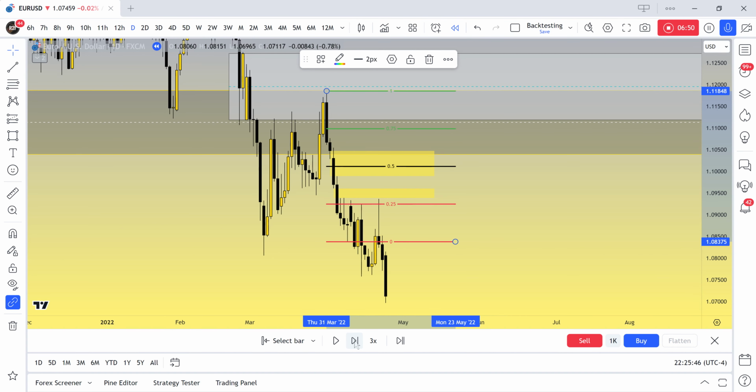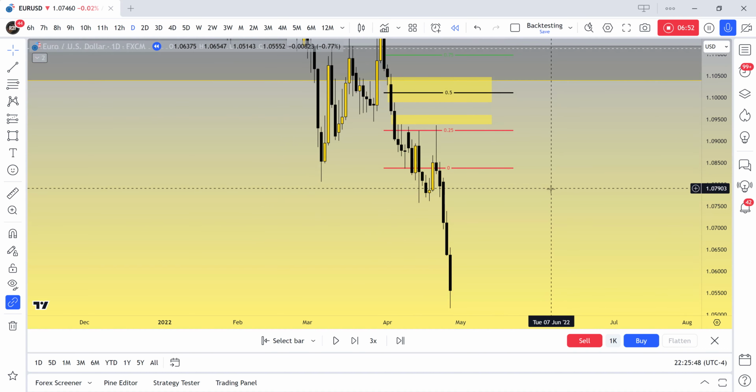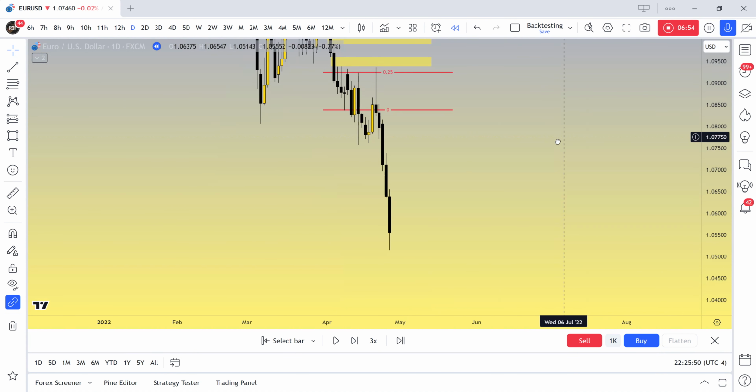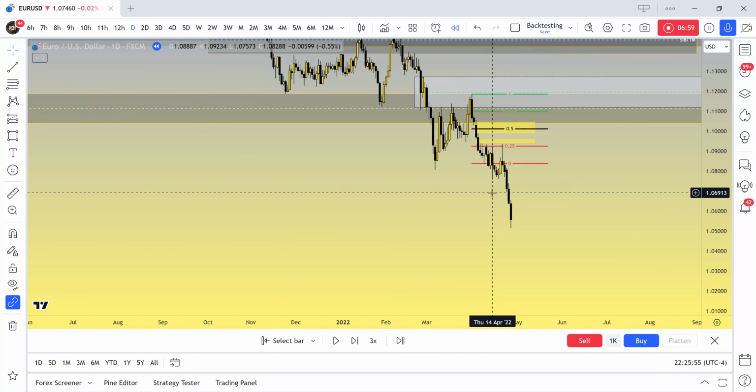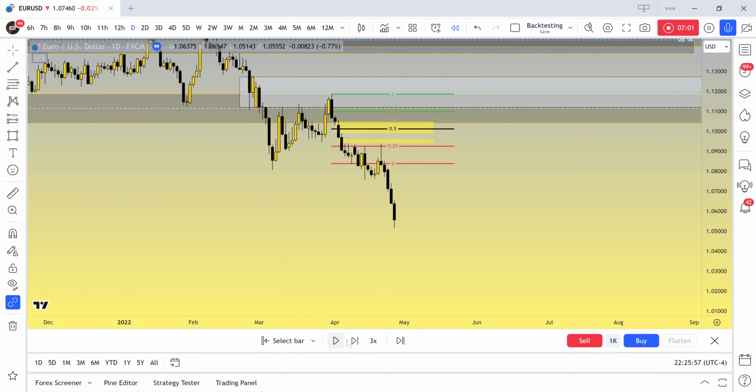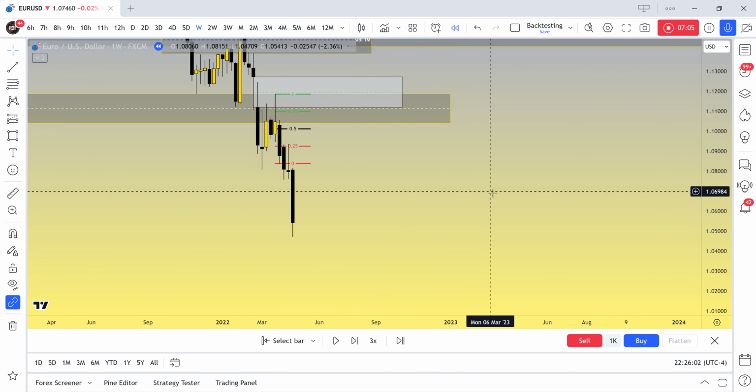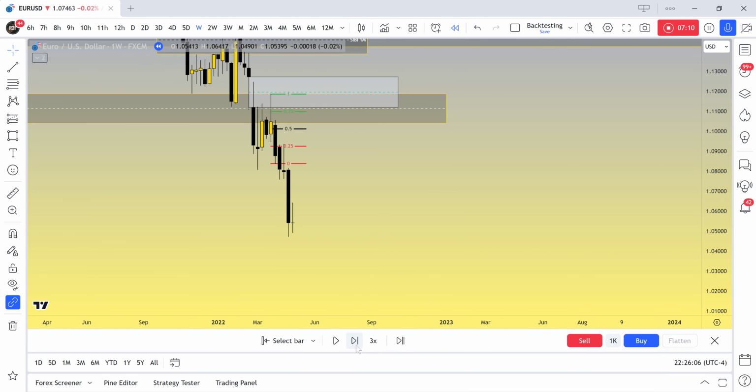Some nice equal highs there. I don't know if we'll come up to that just yet. All right, so we're moving lower. We took out this sell side. Now we're on the daily. I think we can afford to go back on the weekly. I think it's fine. So let's wait for something on the weekly to show up.